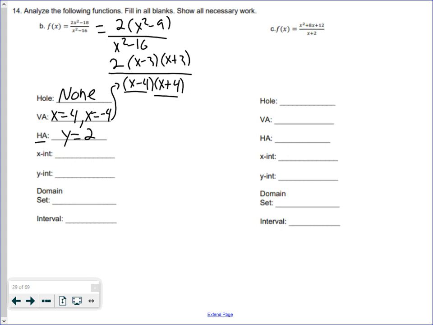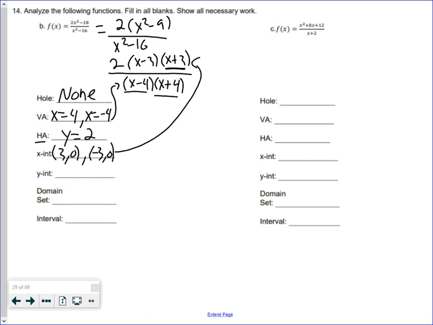X-intercepts, that's going to happen whenever the numerator is set equal to 0. So whenever x values turn the numerator equal to 0, that's what's going to be your x-intercepts. So we see that an x value of 3 turns the whole top into 0. So that becomes 3, 0. And remember, x-intercepts are points. So it has to be some x value, comma 0. And the other x value that turns the top into 0 is a negative 3 because of x plus 3. So our two x-intercepts are 3, 0 and negative 3, 0.